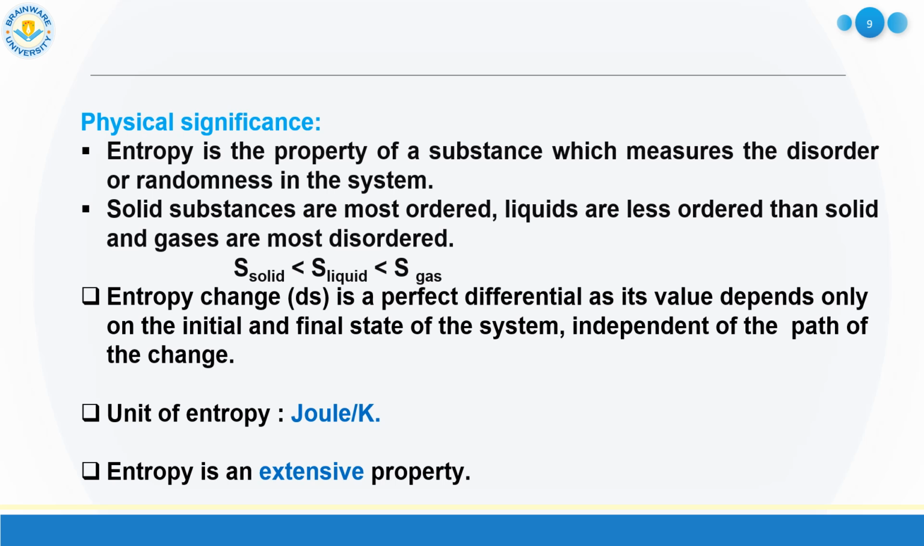Entropy change is a perfect differential as its value depends only on the initial and final state of the system, independent of the path of the change. That means entropy is a state function, and like the other thermodynamic properties, internal energy and enthalpy, entropy is also an extensive property, and the unit of entropy is joule per Kelvin.